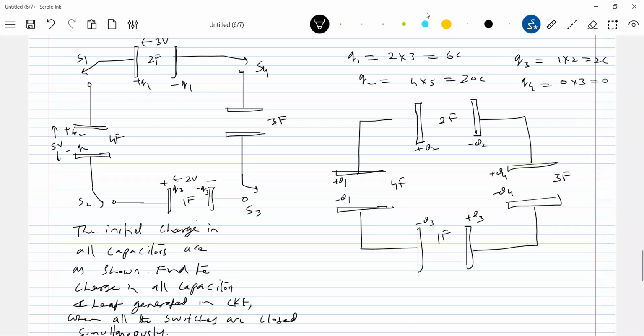Then how many unknowns are there? Q1, Q2, Q3, Q4. Definitely we need around 4 equations. So first let me go for loop equation. So this should be the loop equation, Q1 by 4 minus Q2 by 2 minus Q4 by 3 minus Q3 by 1 equal to 0. This is one equation. We need few more.